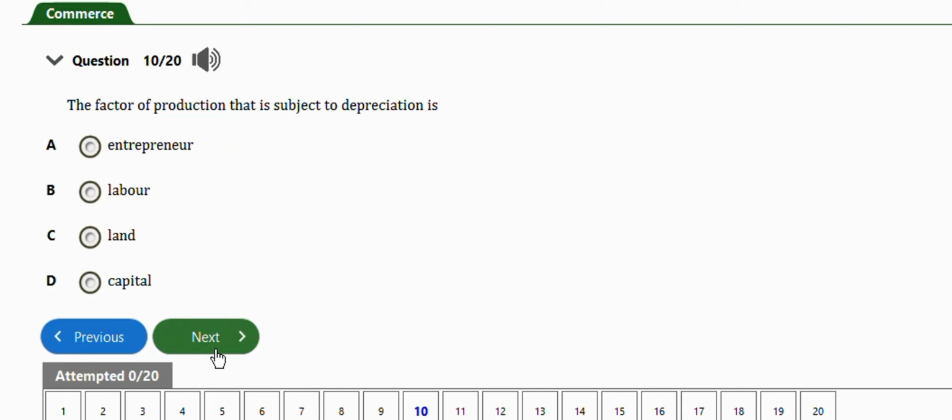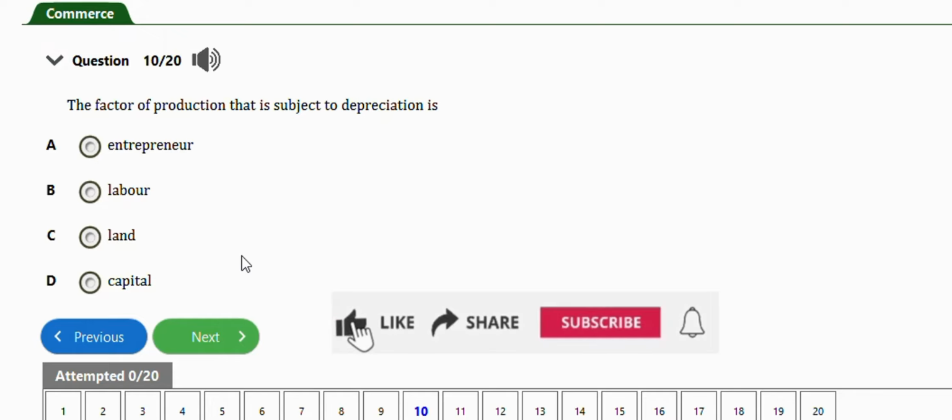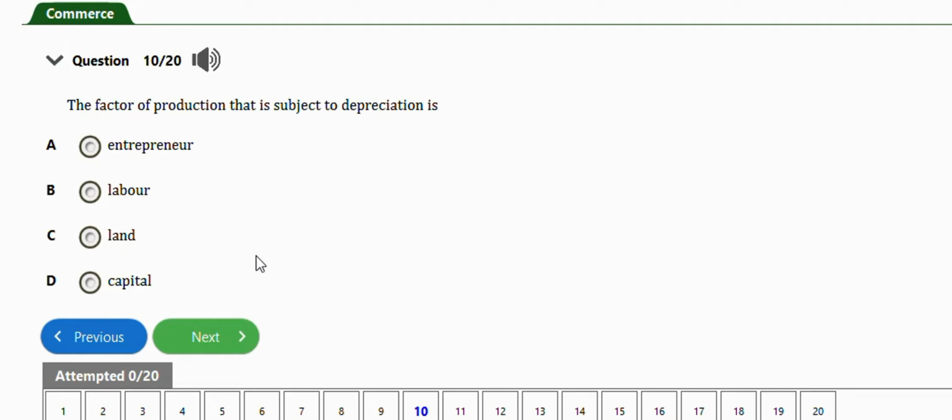Next question. The factor of production that is subject to depreciation is capital, option D. That's the right answer to this question, guys. Capital can depreciate whereas land can appreciate. So in factors of production, land and capital are opposites in terms of future outputs: capital can depreciate in the future, while land can appreciate in the future.